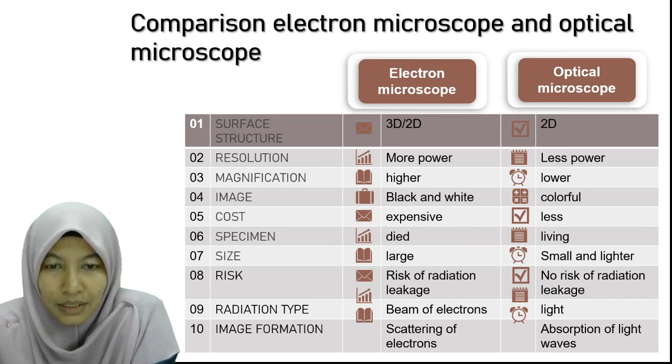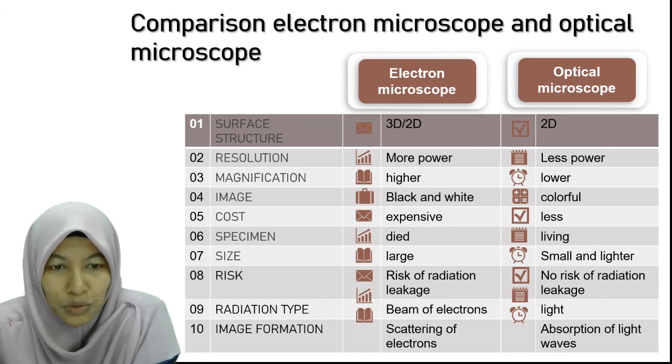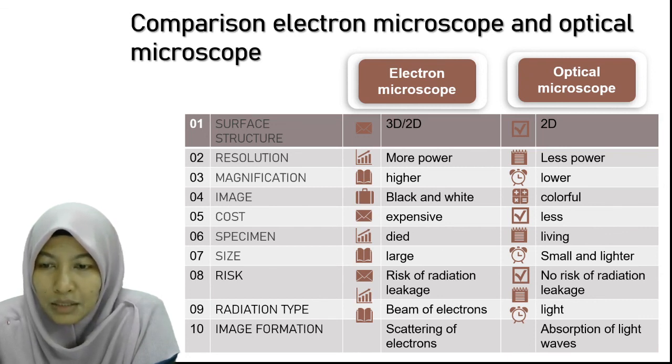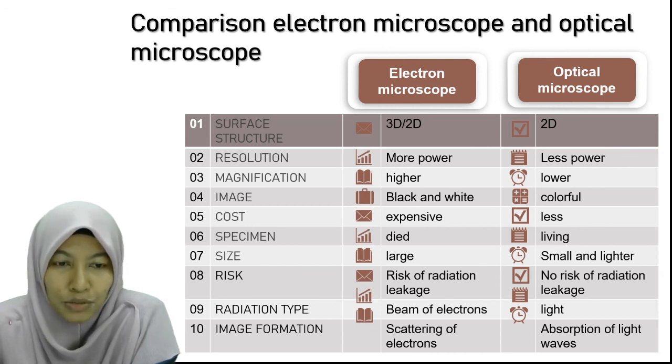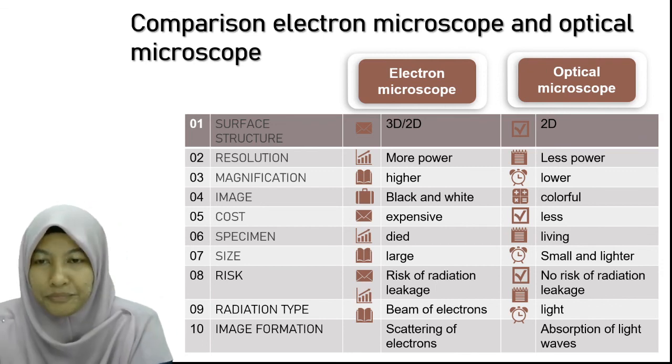Risk, okay, risk of radiation leakage, no risk untuk optical. And then untuk radiation types, kita gunakan beam of electron, but then untuk optical kita gunakan sunlight. And then yang terakhir adalah image formation, so scattering of electron. But then untuk optical kita gunakan absorption of light wave.